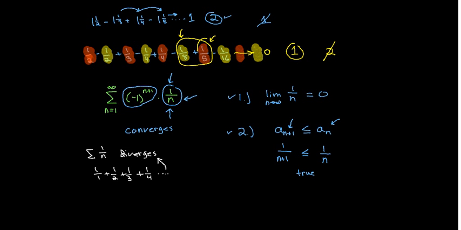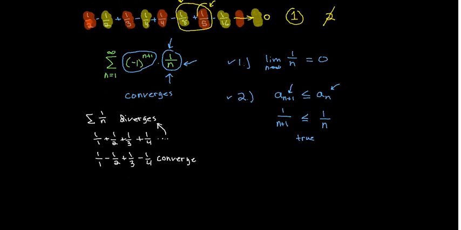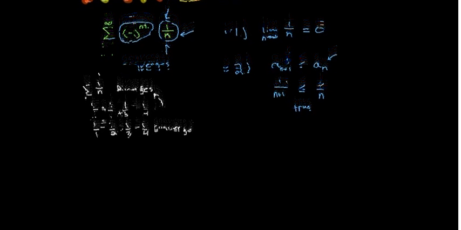But if you alternate the signs, minus 1/4, if you alternate the signs that way, now it will converge. I think that's kind of cool. Hopefully you do too. Alright, let's take a look at example number 2. This one, sadly, is a little more complicated and less satisfying, at least at first.